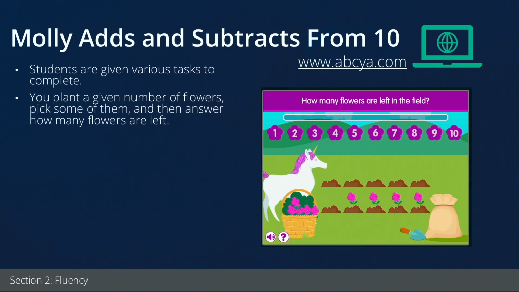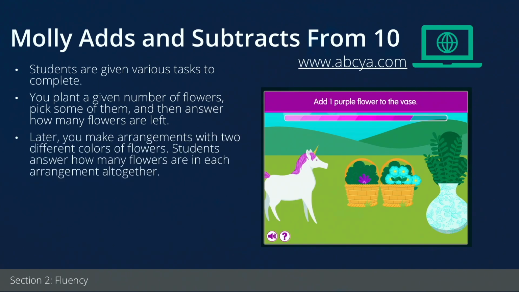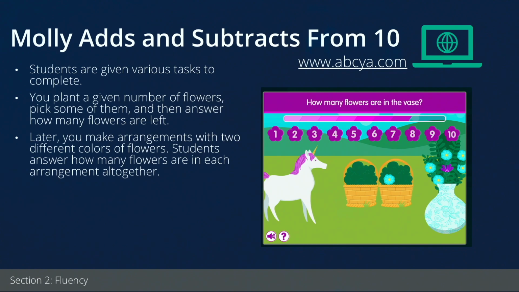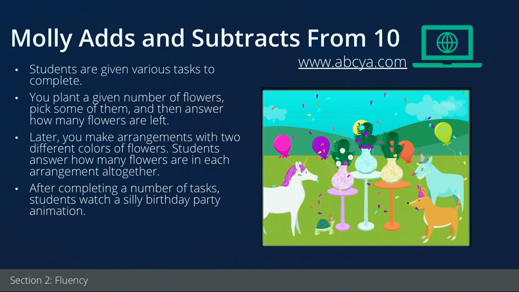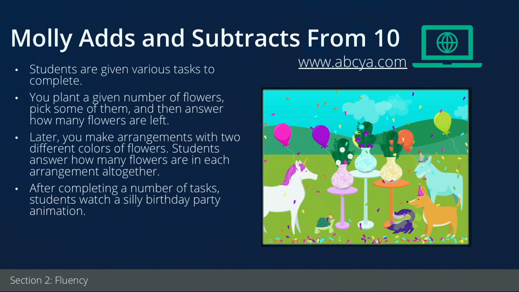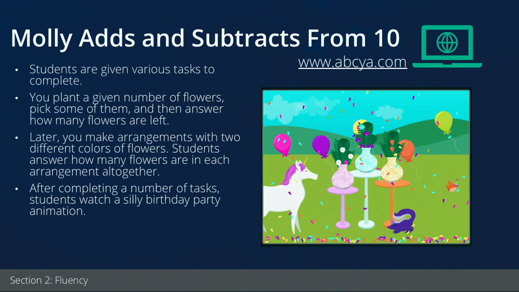So if we have 9 and one of our sets has 5, how many are in the remaining set? Well, here I can see that there are 4. So 9 can be made of 5 and 4. Later, you can make different flower arrangements there, so students can answer how many flowers are in each of the arrangements. And then after completing all the tasks, they get to watch a cute little birthday party animation.